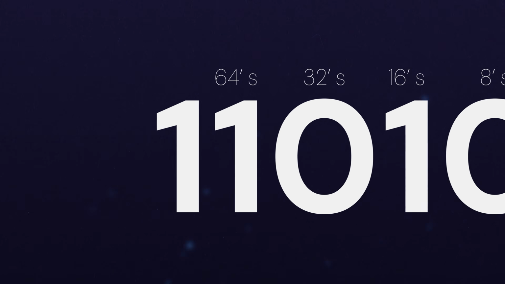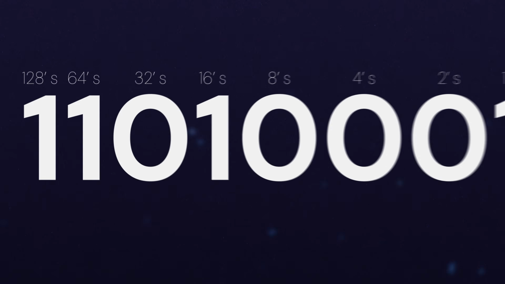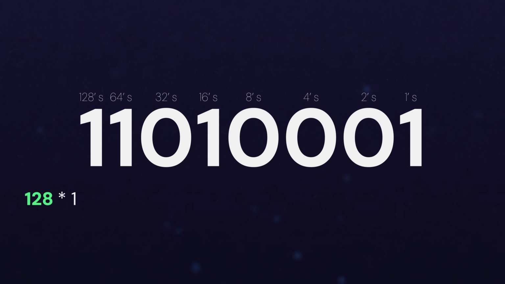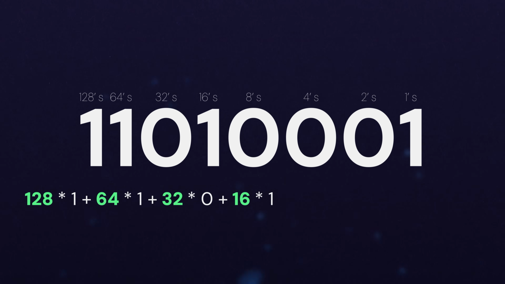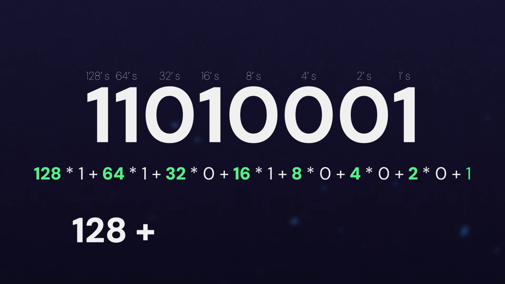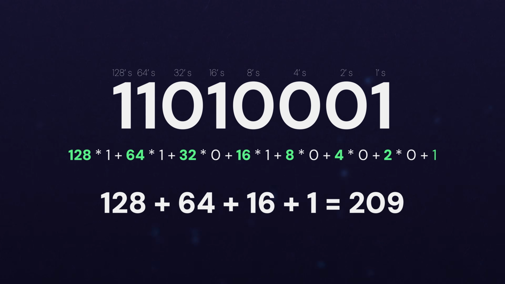All right, one last example. Let's take a big binary number and break down what it is. So let's take 1, 1, 0, 1, 0, 0, 0, 1. First, let's just visually mark what all the places are. We've got 1s, 2s, 4s, 8s, 16s, 32s, 64s, and a 128s place. So we have 1 128, 1 64, no 32s, 1 16, no 8s, 4s, or 2s, and a single 1. And then if we add all that up, we get 209.